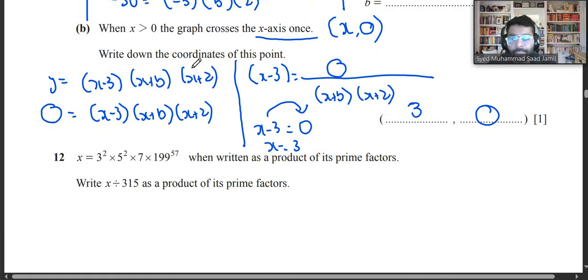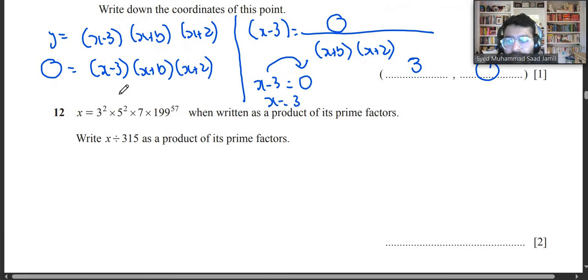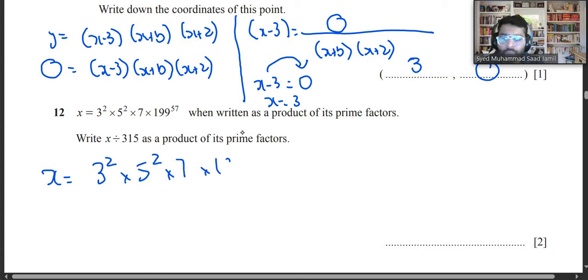Okay. Now it says x is equal to 3 square multiplied by 5 square multiplied by 7 multiplied by 199 raised to the power 57. Write x divided by 315 as a product of its prime factors. So look, in this question x is equal to 3 square multiplied by 5 square multiplied by 7 multiplied by 199 raised to the power 57. X is being divided by 315.